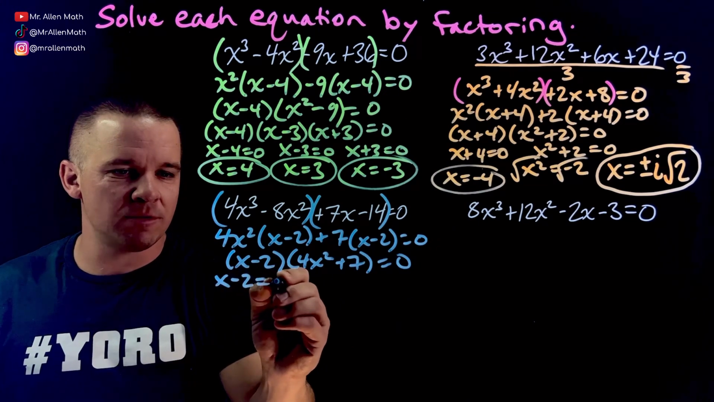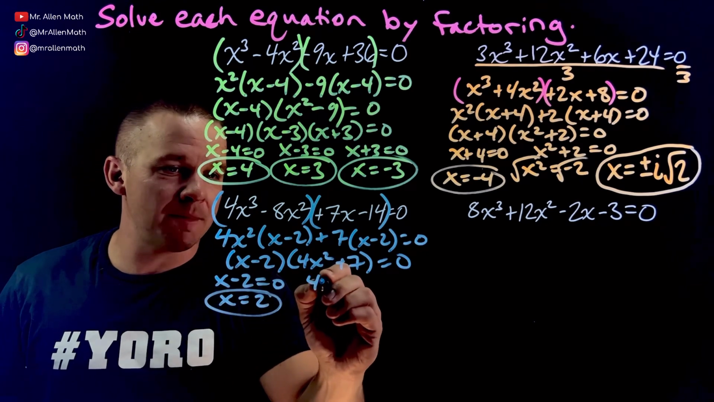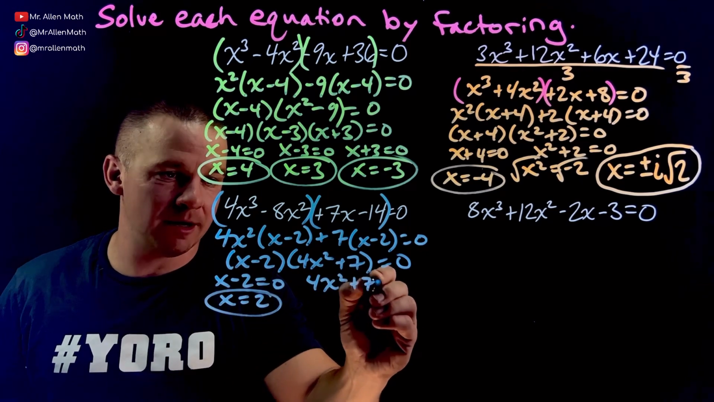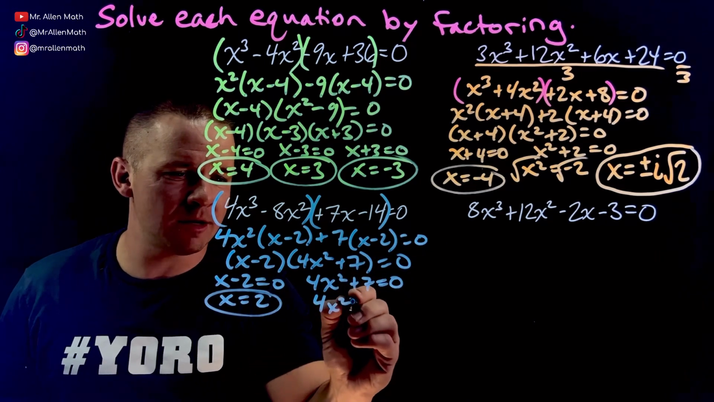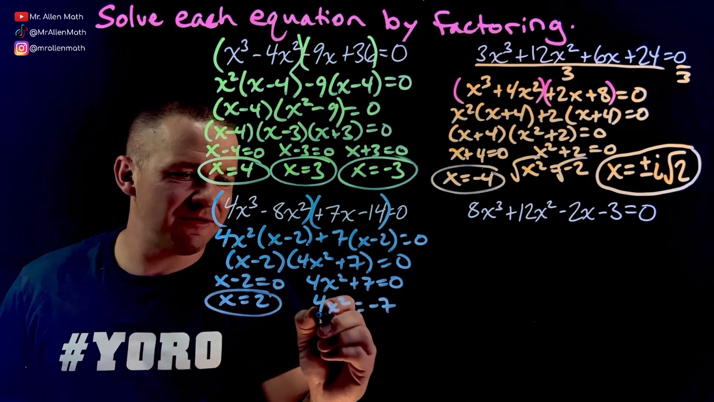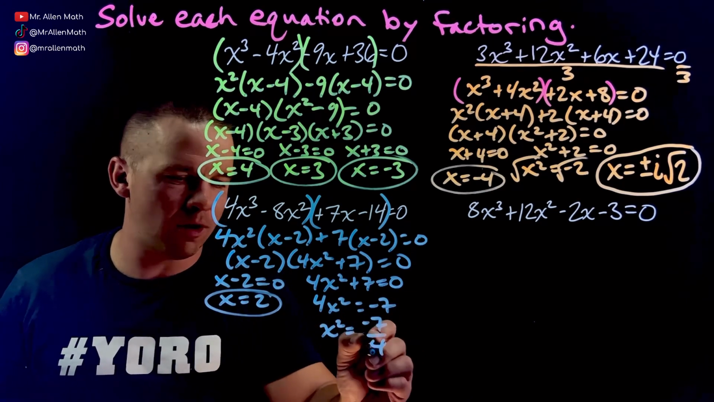We get x minus 2 equals 0, so x equals 2. Easy. All right, this one here is going to be a little bit more complicated, which is exciting, right? Let's subtract 7. I get 4x squared equals negative 7. Let's divide by 4. I get x squared equals negative 7 over 4.